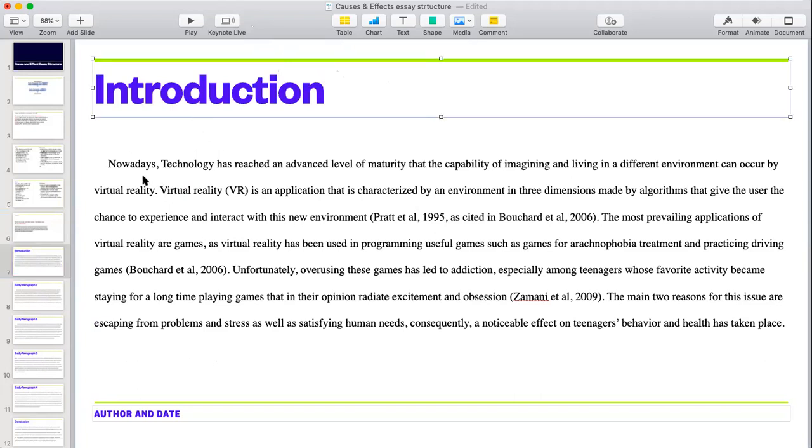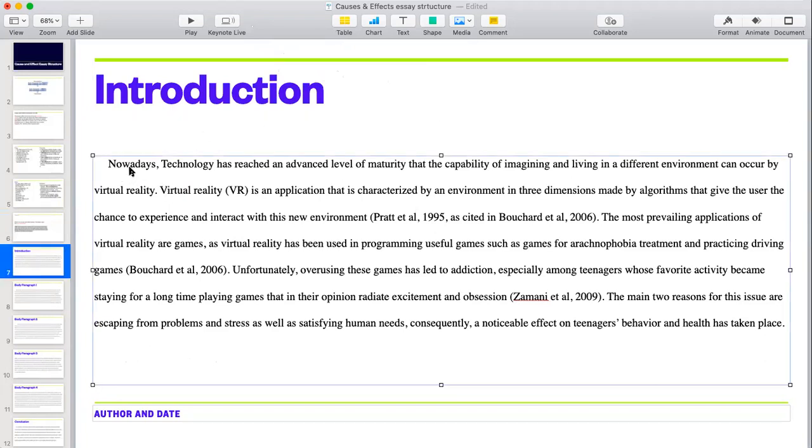So I will take it part by part. Nowadays, technology has reached an advanced level of maturity that the capability of imagining and living in a different environment can occur by virtual reality. So, what do we call this sentence? Can anyone tell me? What kind of sentence is this? Okay, very good.